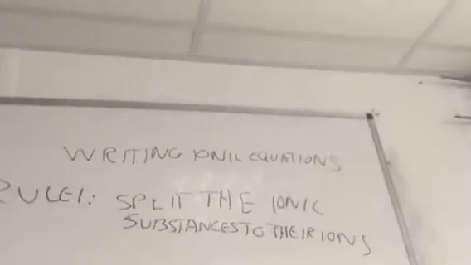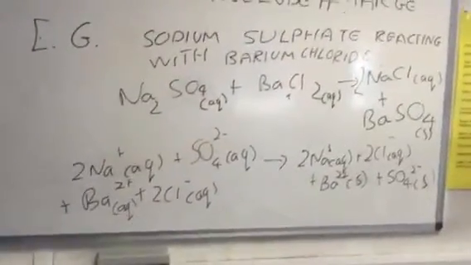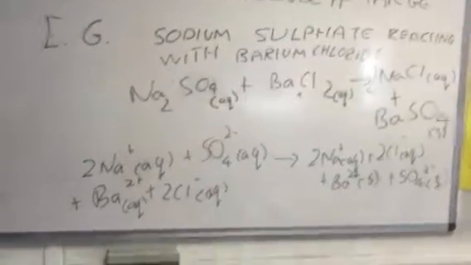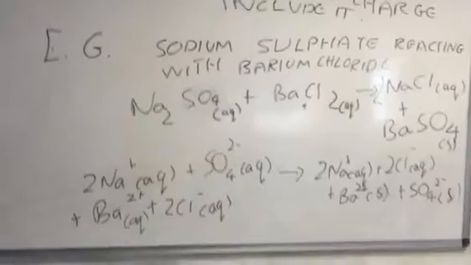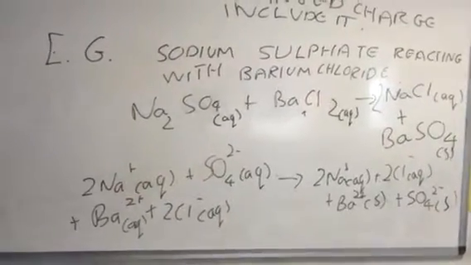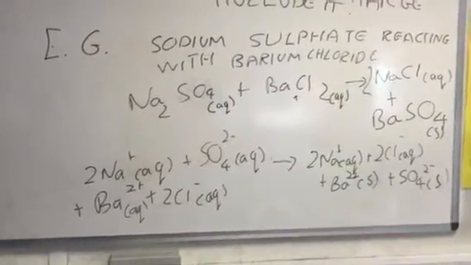So we have a series of rules. The first of which is to split the ionic substances into their constituent ions. For example, I've got a reaction of sodium sulfate reacting with barium chloride. I know that the formula of sodium sulfate is Na2SO4, and the formula of barium chloride is BaCl2. And I know that that's going to make sodium chloride, which is NaCl, and barium sulfate, which is BaSO4.